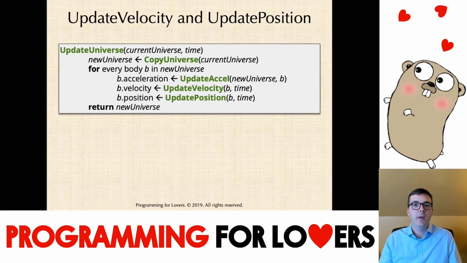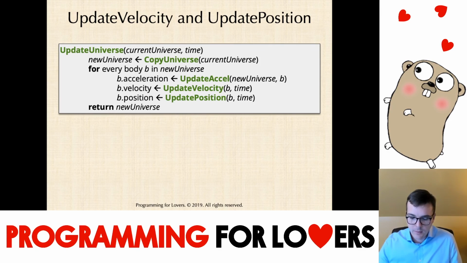I'm going to assume that we can handle a copy universe function that takes all the fields of one universe and updates them into another. We'll handle that on an implementation level. But we should handle the update velocity and update position functions as well, and then we'll be ready to program.